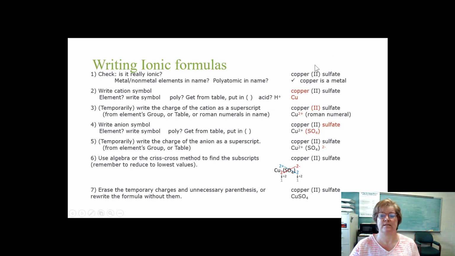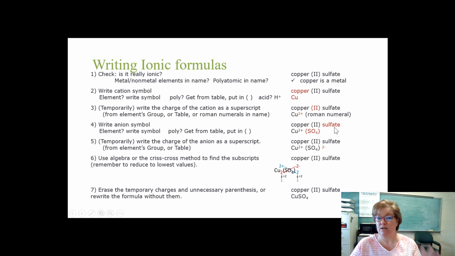Over here on the right we see an example. So the name is copper 2 sulfate. I see copper is a metal. I know that this is an ionic compound. Copper is just a metal, so it has the chemical symbol Cu. The 2 represents the charge. I don't need to go look up on a periodic table because it's telling me the charge. So it's 2 plus.